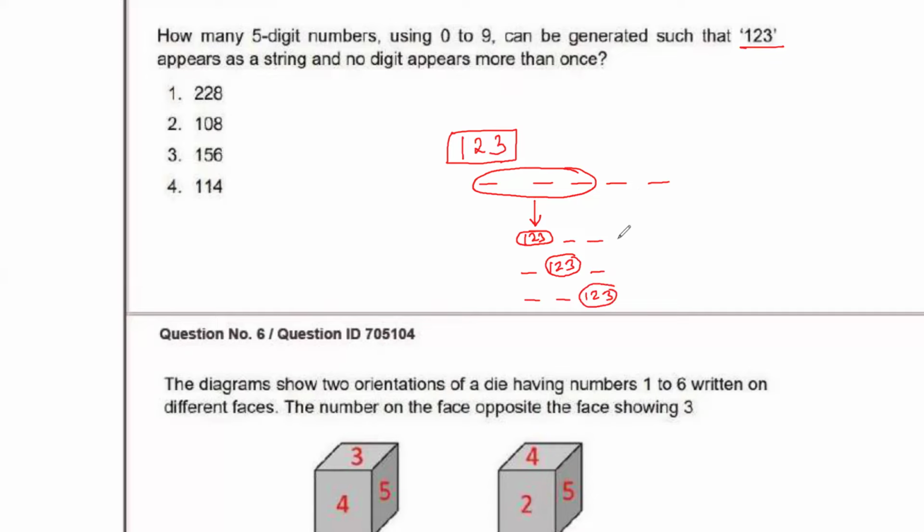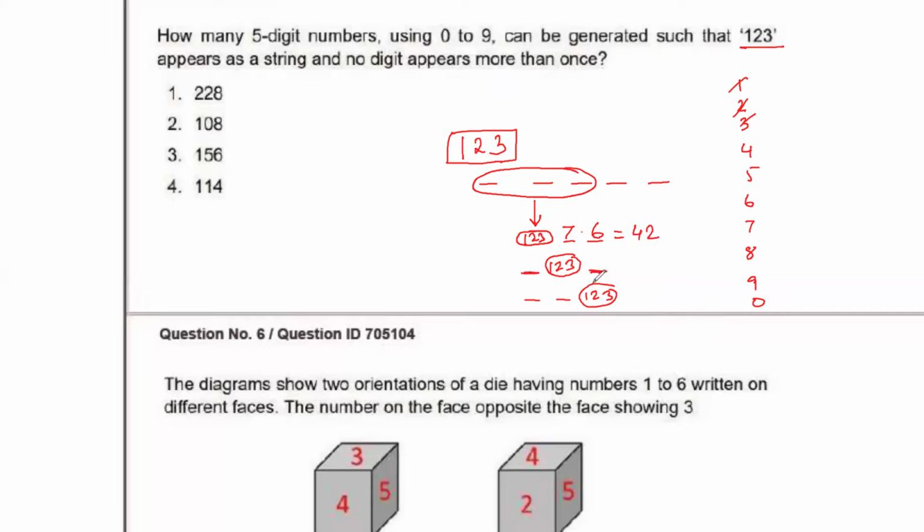So for this one, now remember the digits cannot be repeated. So there are 10 digits, 1 to 9 and 0. So 1, 2, 3 is already gone. So I've got 7 digits remaining. So I have 7 options here into 6 options here, because it cannot be repeated. So 42. Then remember it's a 5-digit number.